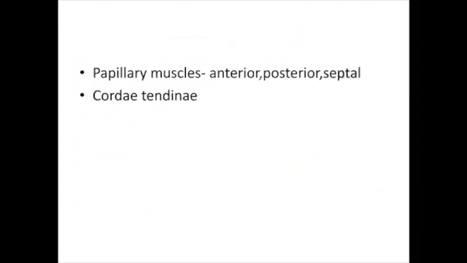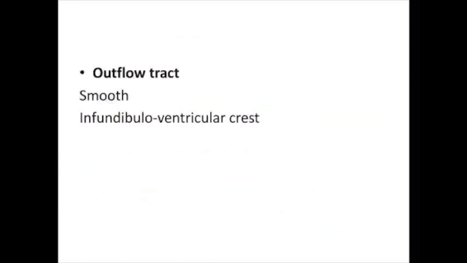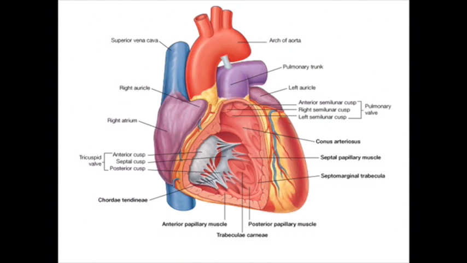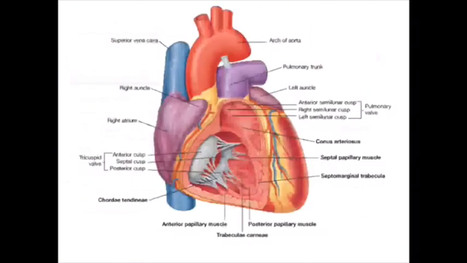This inflow tract also has papillary muscles. There are three papillary muscles: anterior, posterior and septal, and also chordae tendineae. In this picture you can see the chordae tendineae which extend from the papillary muscle to valve. Outflow tract of the right ventricle is smooth and infundibular ventricular crest is located near this outflow tract. This is the interior structure of the right ventricle. You can see the inflow tract. Inflow tract means the rough part, and outflow tract is the smooth part.